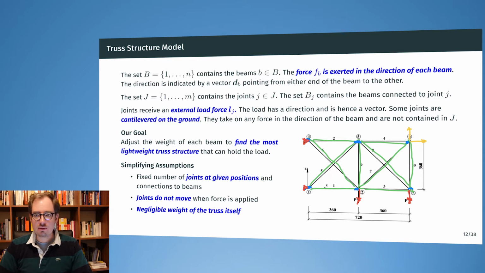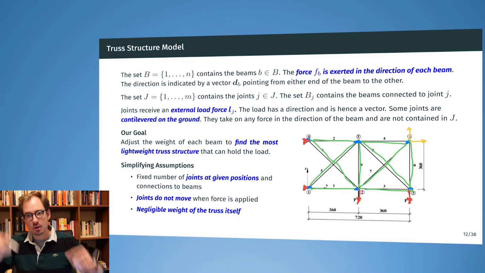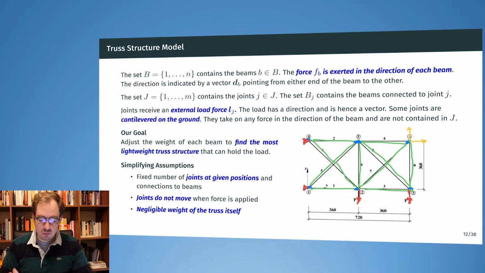But of course, every truss structure has to move a little bit in order to exert a counterforce when I'm putting load on it, because every force has a counterforce acting on it. But we make this assumption that the joints don't move, and we know the joints ahead of time, and we also assume that the truss itself has negligible weight, so that we don't have to consider the gravity of the truss structure itself. So these are the assumptions we are making.